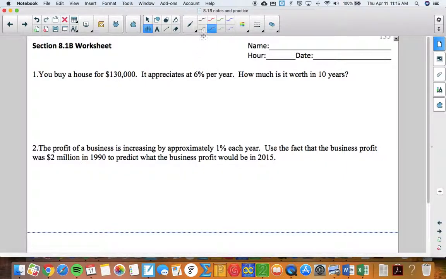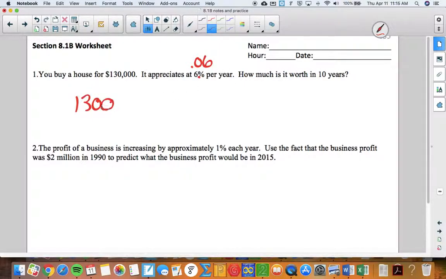Now you're going to want to convert that to a decimal by dividing the value by 100 or moving the decimal point right here 2 spots to the left. So you get that. How much is it worth in 10 years? So our initial investment is $130,000. I want to put a comma in so you can see the zeros when you're typing it in your calculator, but you can't type the commas actually in your calculator.